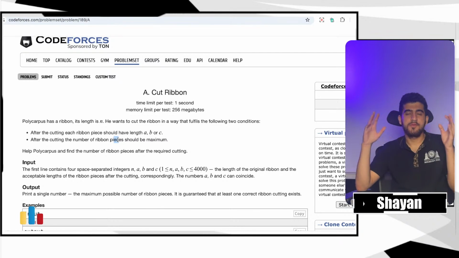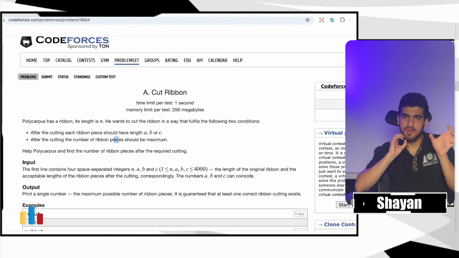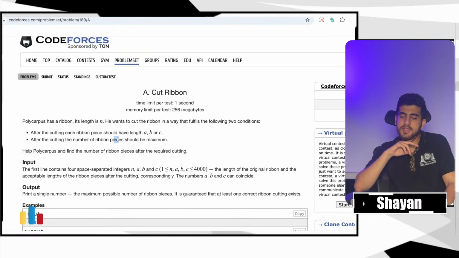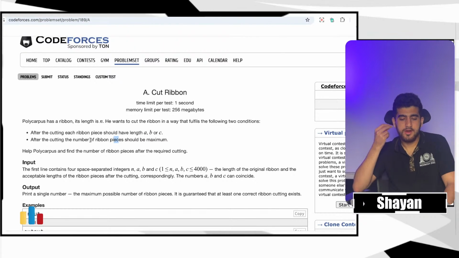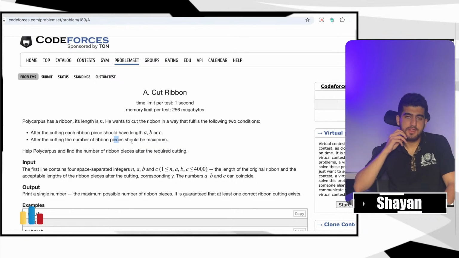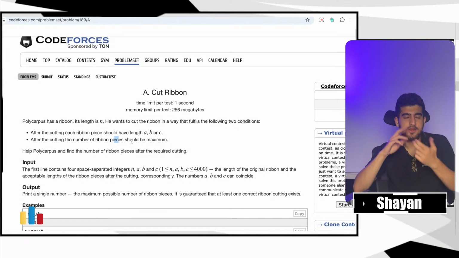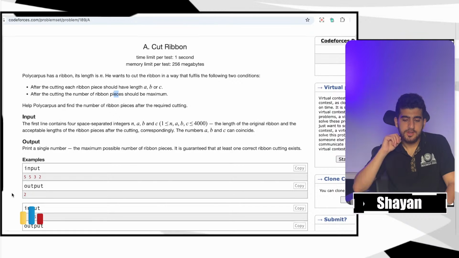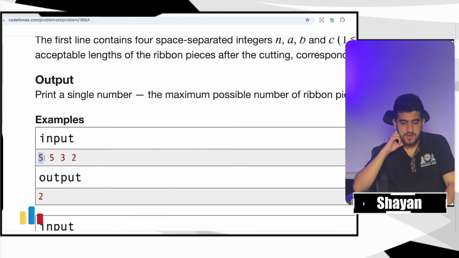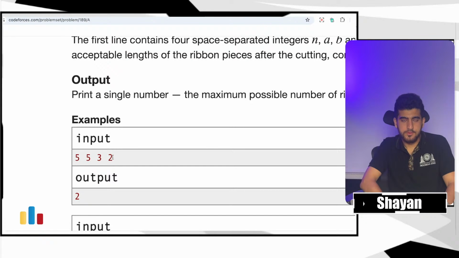So we have a ribbon, we want to cut it into pieces such that each piece has either length A or B or C, and we want the number of ribbon pieces to be maximum. You have to say what is the maximum number of ribbon pieces that we can have at the end. For example, in the first one, the total length is 5, and A is 5, B is 3, C is 2.